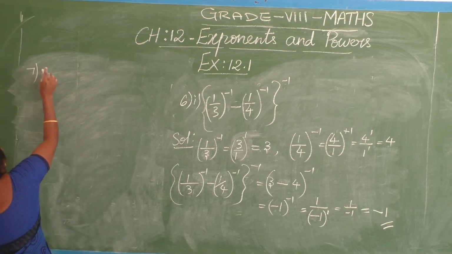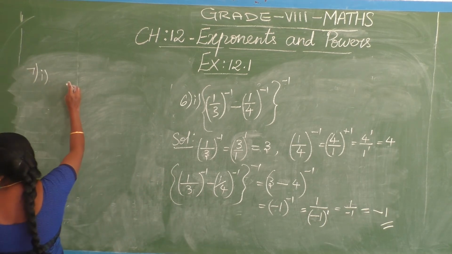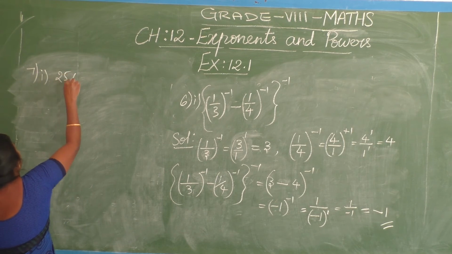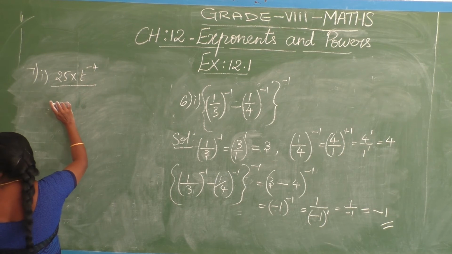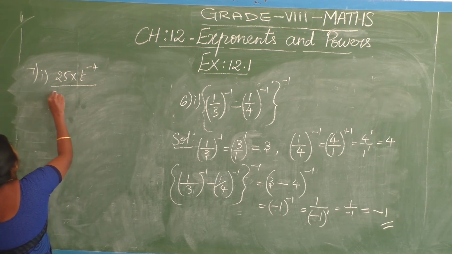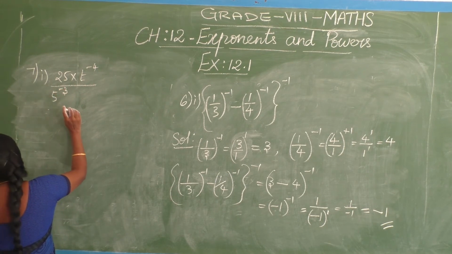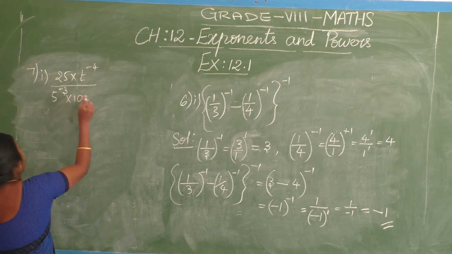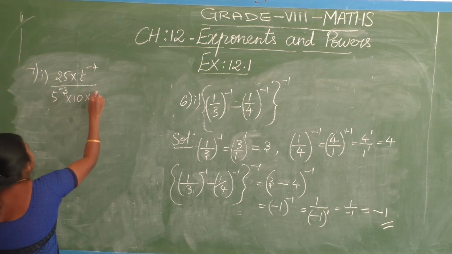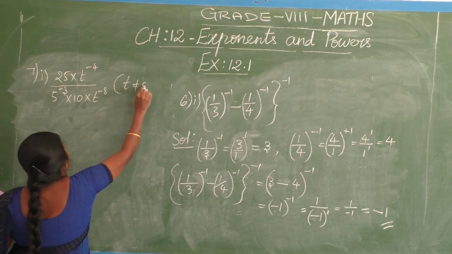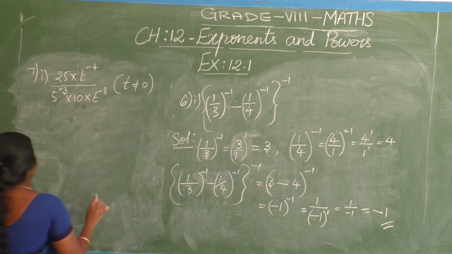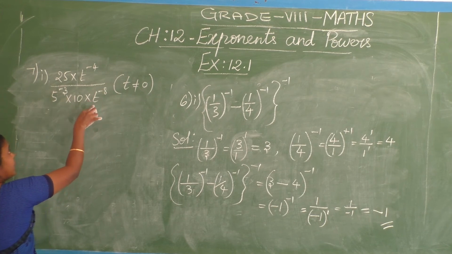Simplify. First one. 25 into t^-4 by 5^-3 into 10 into t^-8. The condition they told is t is not equal to 0. Why? Because t is coming in the denominator.